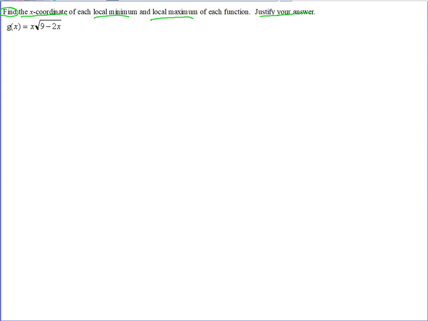So the first thing I would do on this is rewrite it so it's easier to take the derivative of. So we've got x, and then we've got 9 minus 2x. Rewrite it. And overall, we're going to use the product rule, where x is your first one, and then 9 minus 2x to the 1/2 is the second one.